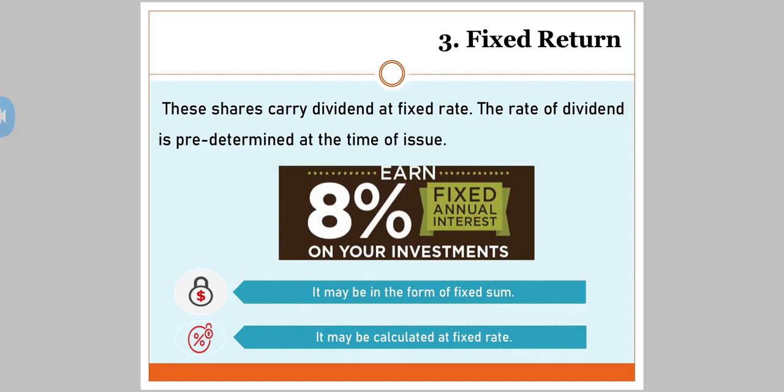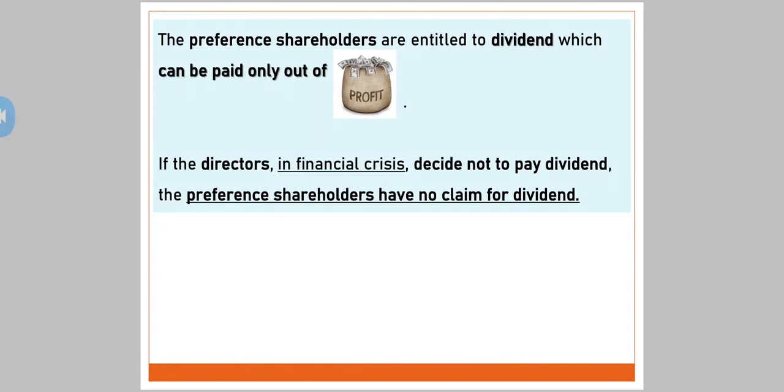Either a fixed sum of amount, let's say on per share you will be getting 100 per share annually. This is a fixed sum. Or I can say 5% annually. This is a fixed rate. See, the preference shareholders are entitled to dividend which can be paid only out of profit. Only and only out of profit. If the directors in financial crisis decide not to pay dividend, the preference shareholders have no claim for dividend. See, when the company is not making sustainable profit or when the company is going in loss, directors may not declare dividend for the preference shares and preference shareholders have no claim for dividend.